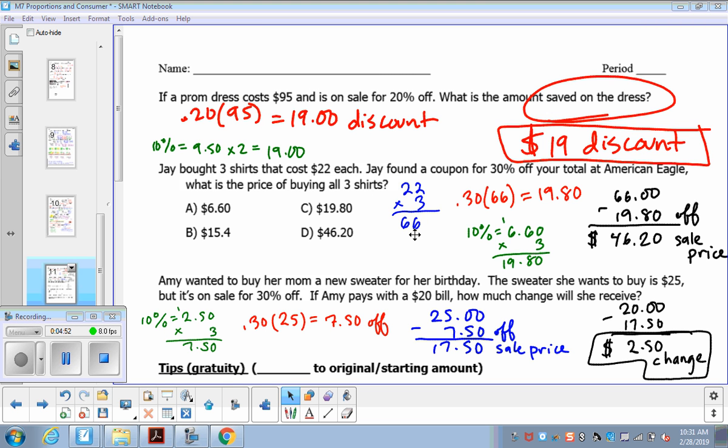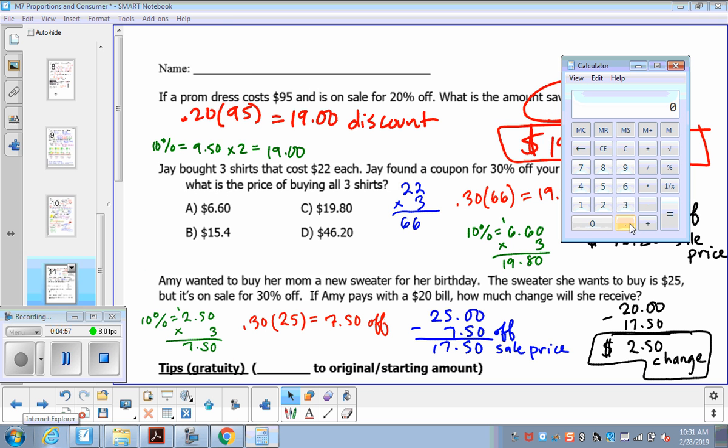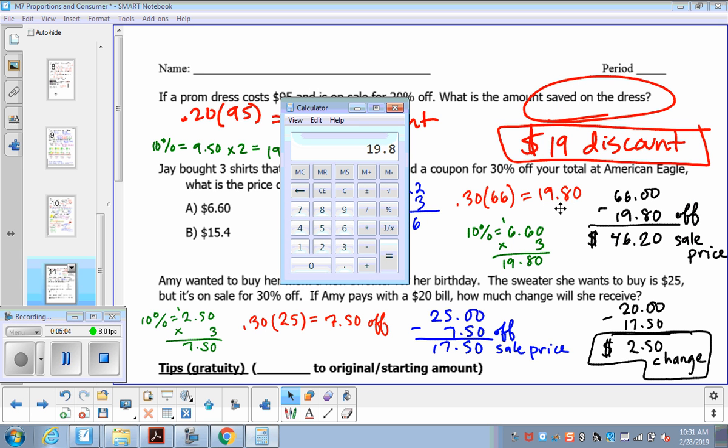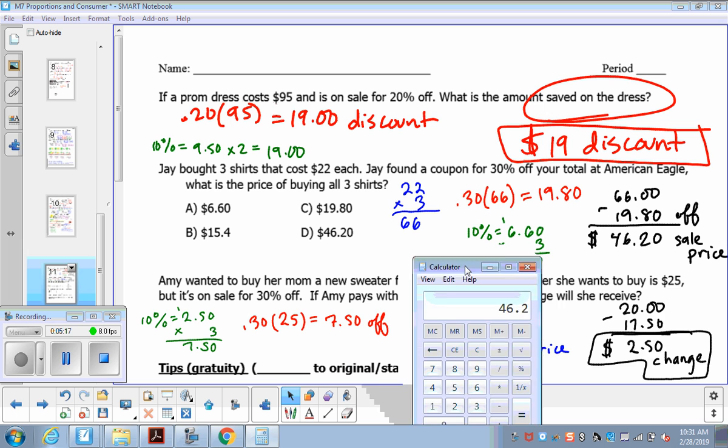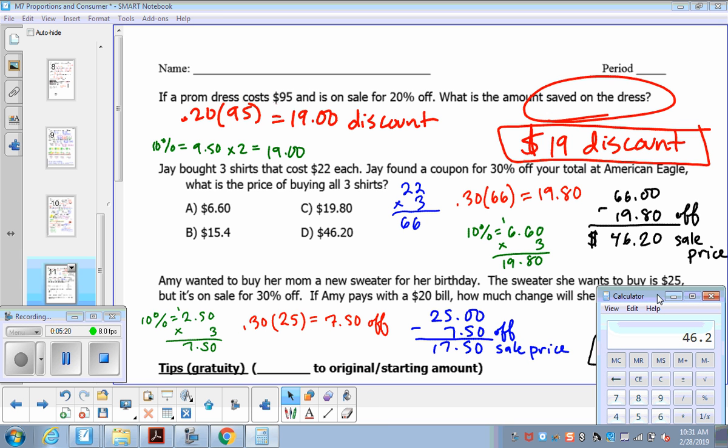So now we want to be able to find 30% of the $66. In the calculator, you just take the 30% as a decimal times the $66 for the shirts, and we can see that it's going to be $19.80. That's how much Jay is going to save. So if they were originally $66 and he saves $19.80, that means Jay is going to pay $46.20 for his shirts. $46.20. Now I went straight to the calculator to do the 30% times 66.